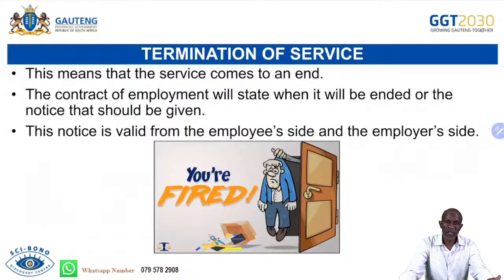So you'll know if you are going to be employed for a period of 1 year or a fixed period of 3 months. Those conditions will be indicated in the contract of employment. It will also indicate if you are temporary or permanent in that job function. This notice is valid from the employee side and the employer side, meaning that you cannot be just excused from your duties without notice. So you must be given notification.